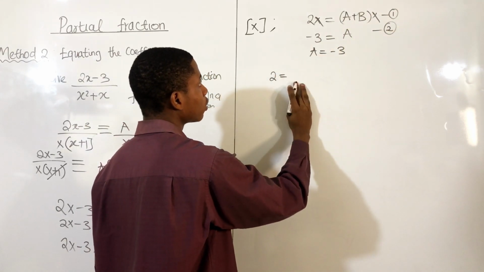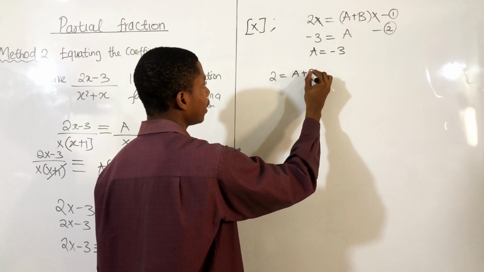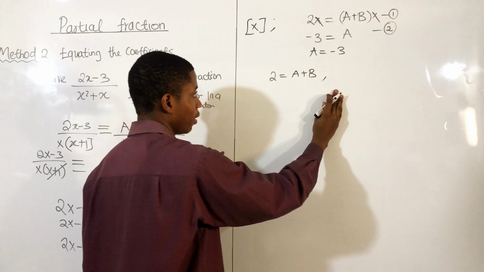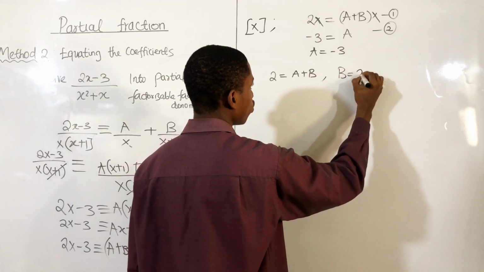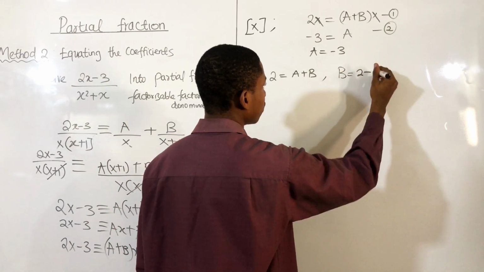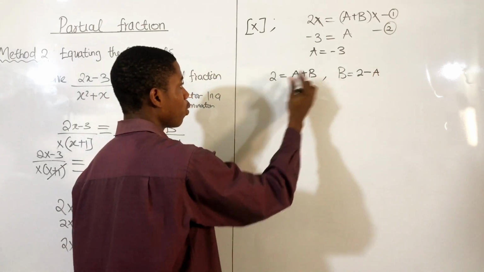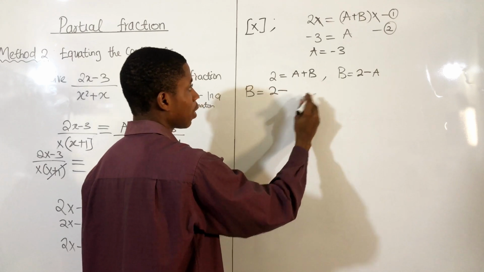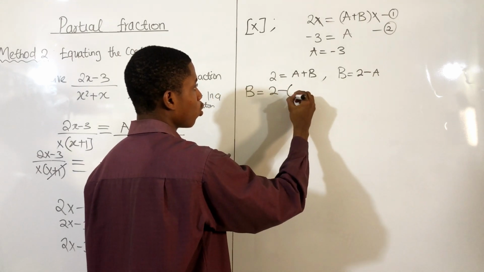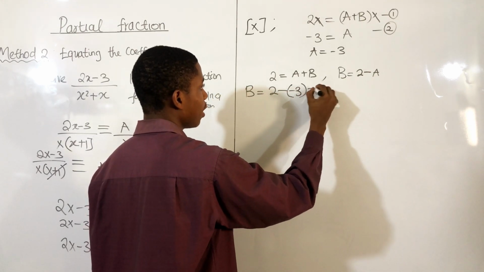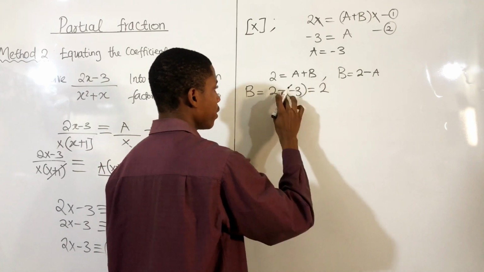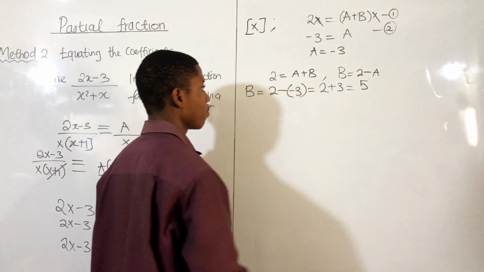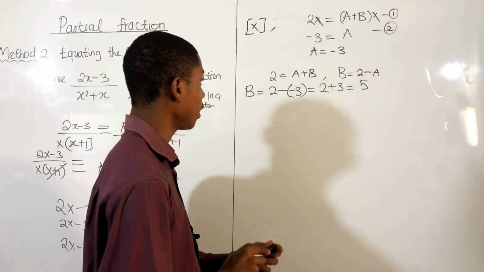And if we cancel x from equation 1, we're going to be left with 2 is equal to a plus b, right? But we know a is negative 3. We're just going to make b the subject from here. B is equal to 2 negative a. So therefore, b is 2 negative, and now I'm going to substitute the value. We know that a is negative 3. This is going to be 2, negative negative is going to be positive 3, and we have this as 5. So we have the value of a and b.